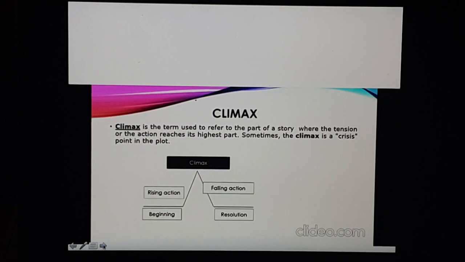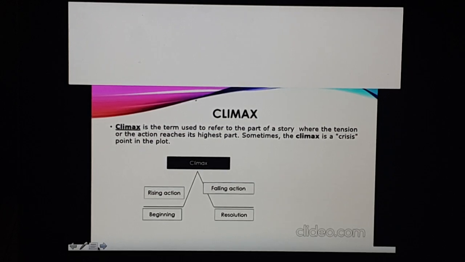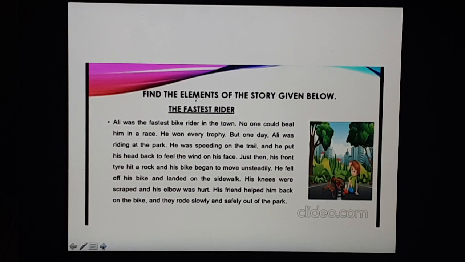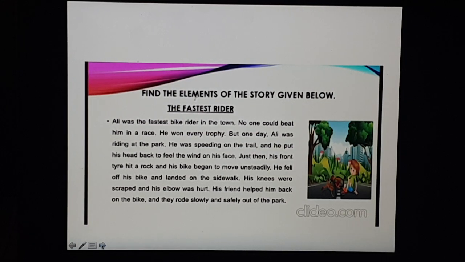When he throws his things at them, the monkeys imitate him and drop the caps, and then he reaches his solution. This is the last ending of the story, when the solution is reached. Now see this story. Find the elements of the story given below. Now this is a very simple and short story.